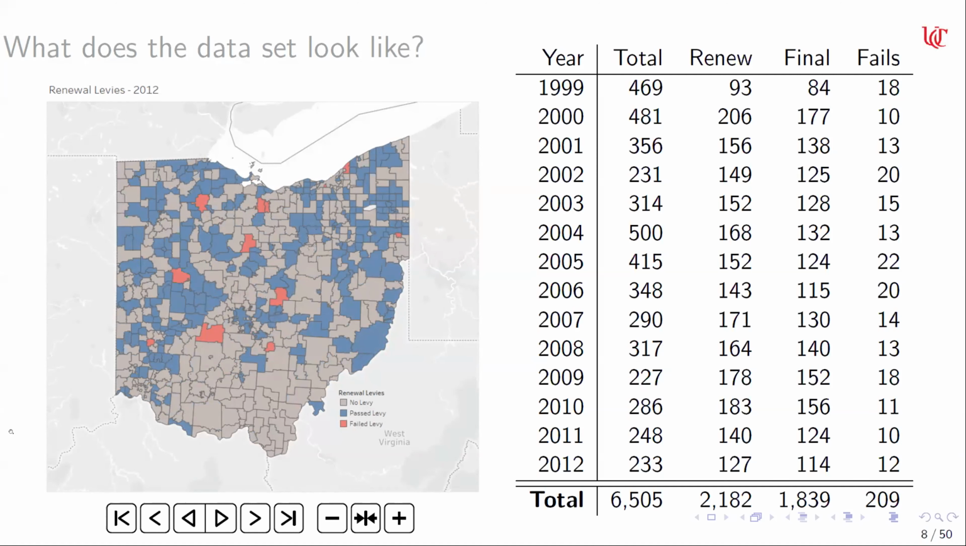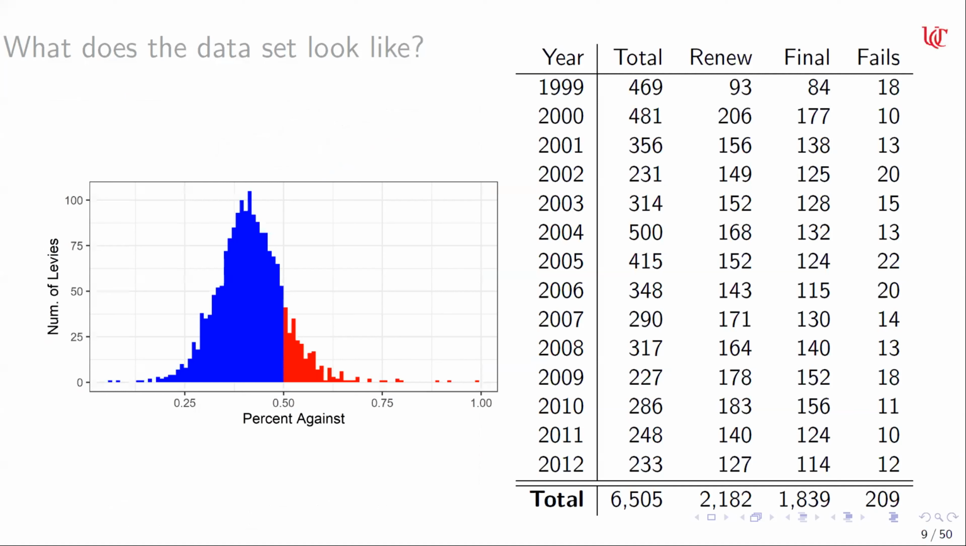And if we look, I've got a histogram of the percent against. So down here, all of the blue is levies which passed, renewal levies that passed, and the red is renewal levies which failed. And since these levies have already passed once before, you would expect them to pass again more often than not. And I believe it's 87% of all these renewal levies passed. And you can see that here in this histogram, most levies pass. You can see it over here in the table as well, and very few levies fail. But again, the failure is going to be what I'm using as my treatment effect here.